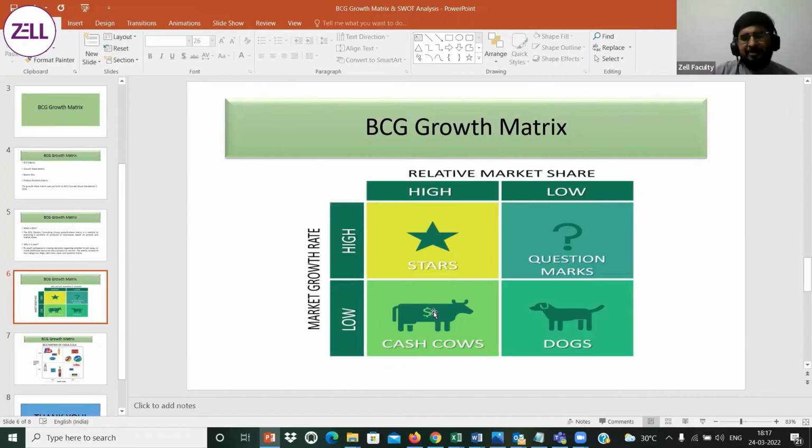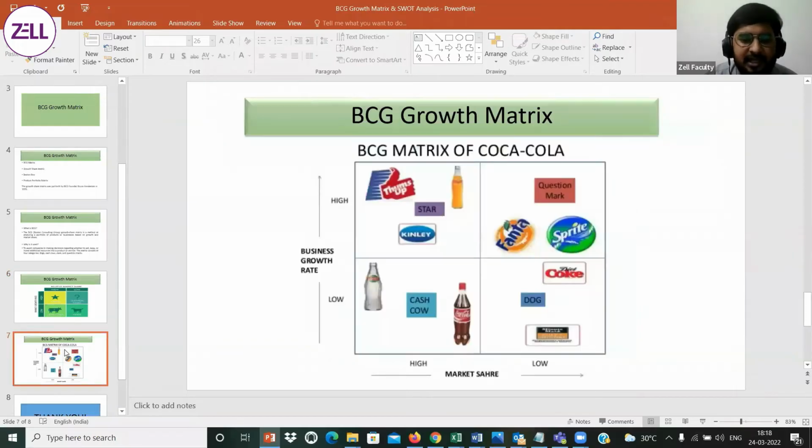See, what can happen with question mark? Question mark may go up, go down, or just go into dogs. Now, there can be a number of products in the question mark. You may choose to invest in some. You may choose to sell some. Just like I said, let's look at this example. This is a BCG growth matrix of Coca-Cola. We all have heard of this company name, right?